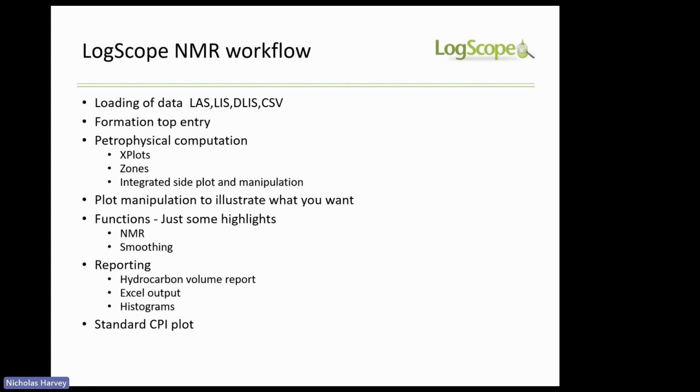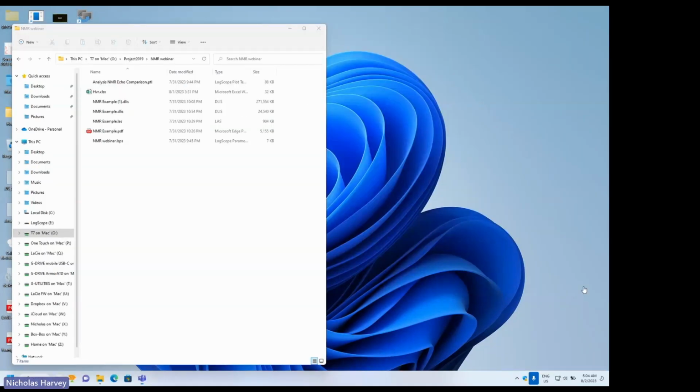Firstly, how you can create a T2 distribution from the raw echo trains, and then how you can smooth that. And we'll go through the reporting of the results as a hydrocarbon volume report, and show a little bit of the Excel output and the histograms that are generated, and then how you can produce a PDF. Basically, the plot that was produced in our NMR post. Here we go.